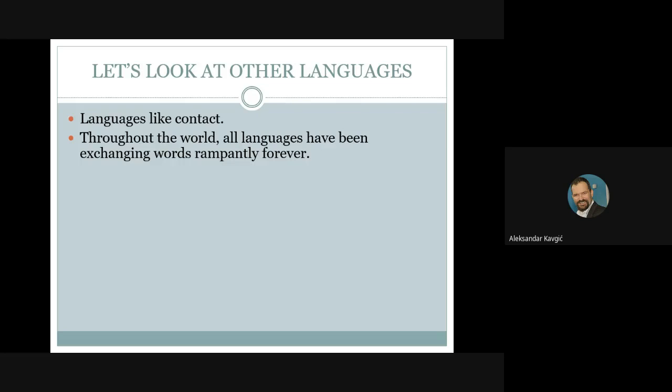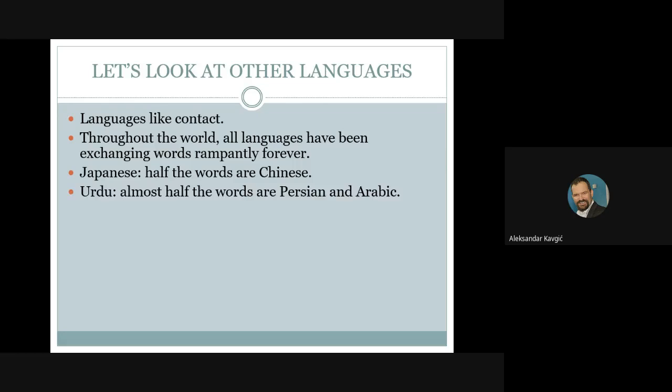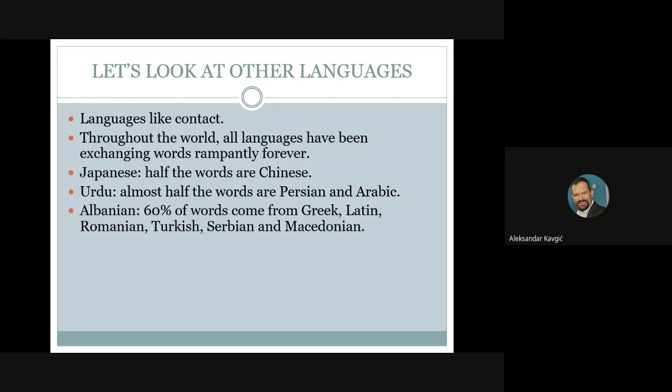So, for example, I don't know if you know this, but according to Campbell and also John McWhirter, more than half the words in Japanese are Chinese. And you know that also Japanese people, if they know all the signs in kanji, can understand the gist of Chinese newspapers. And the same applies to Chinese, you know, educated people. They can get the gist of Japanese newspapers. Urdu is almost half Persian and Arabic, not natively Urdu. In our neighborhood, Albanian is actually more than 60% Greek, Latin, Romanian, Turkish, Serbian, and Macedonian. Only 40% of Albanian words are considered to be native Albanian words.